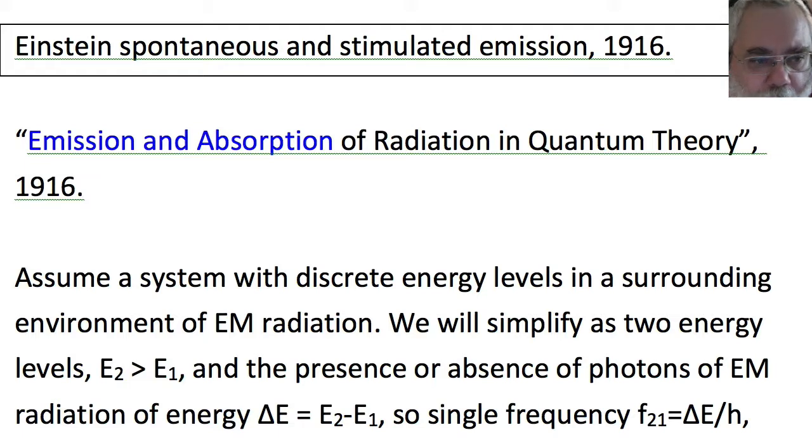In 1916, Einstein published a paper, Emission and Absorption of Radiation in Quantum Theory. In 1913, the Bohr model for hydrogen had identified the discrete energy levels of hydrogen, and that the difference between those energy levels corresponded to emission and absorption lines from the sun and emission lines from the laboratory for hydrogen. In this paper, Einstein used classical physics and thermal equilibrium to draw conclusions about the absorption and emission rates.